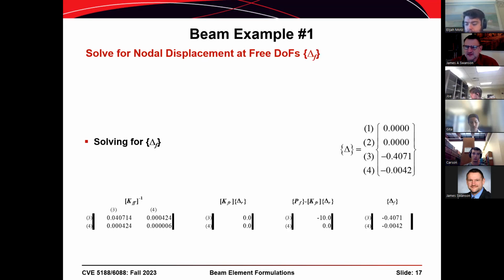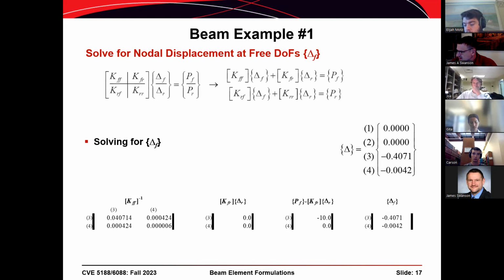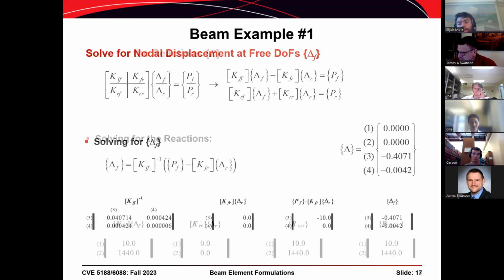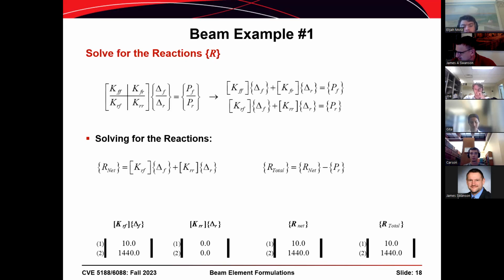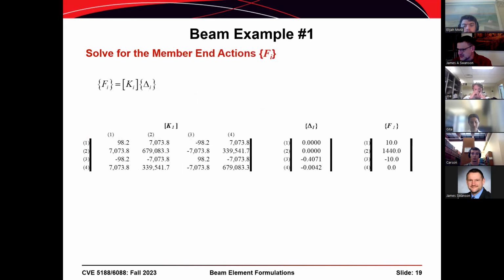If we bring back in our restrained degrees of freedom, we have displacements there of 0. So our total delta matrix is 0, 0, minus 0.4071, and minus 0.0042. So what we can do is go back and solve for our reactions. I got my animations out of order.